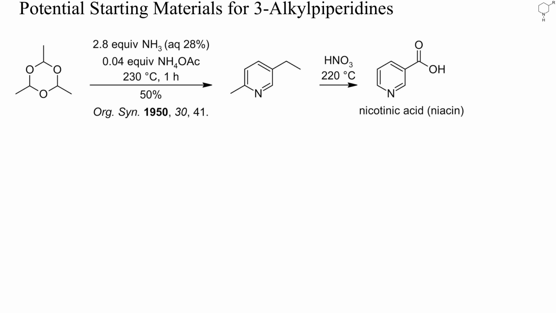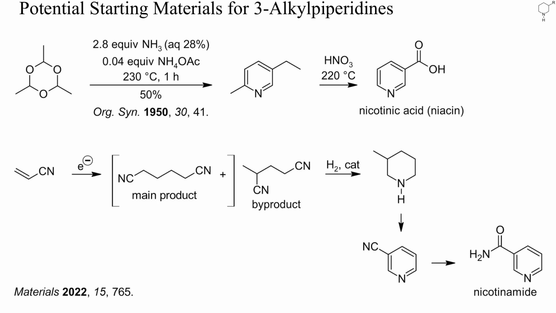Some pyridines with substituents at position 3 are prepared on a large scale and are thus inexpensive potential starting materials for substituted piperidines. Ethylmethylpyridine and the vitamin nicotinic acid, for instance, are readily available. 3-methylpiperidine can be prepared by hydrogenation of a byproduct of the dimerization of acrylonitrile, another large industrial-scale process. Methylpiperidine is then converted into 3-cyanopyridine and then into nicotinamide.